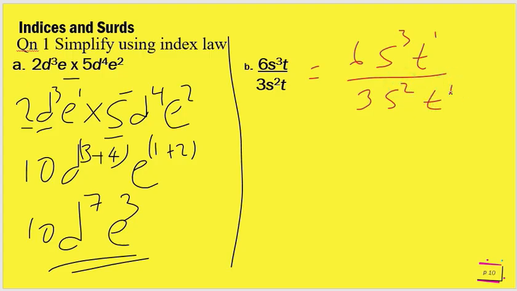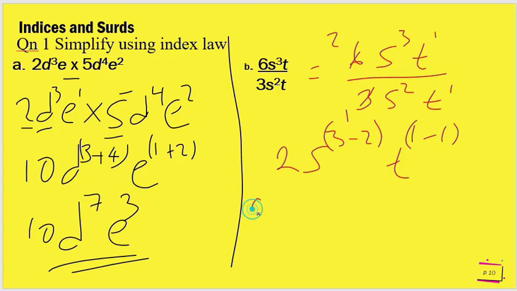Now as we know, we first of all deal with the coefficient. You can divide 6 by 3, so we are getting 2. Then when it comes to dealing with the powers, we have s, that is 3 minus 2, that is the power. Then we have t, 1 minus 1. 3 minus 2 is just s power 1, then t, 1 minus 1 is just 0.